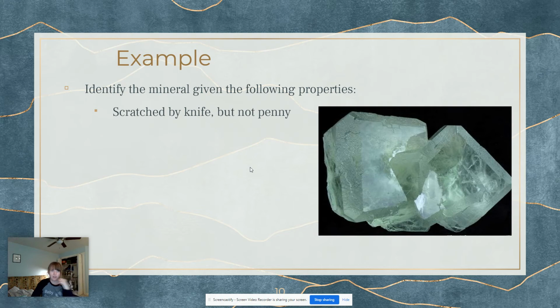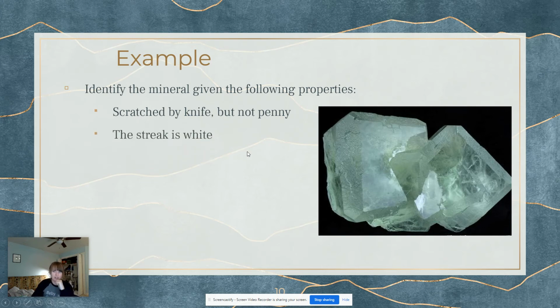Other information I'll give you is that it can be scratched by a knife, but not a penny. So if you look back at Mohs hardness scale, that would be between, and let me switch that actually. It's scratched by a penny, but not a knife. So sorry, flip that. So that means it's between like 3.5 and 5.5 on the Mohs hardness scale.